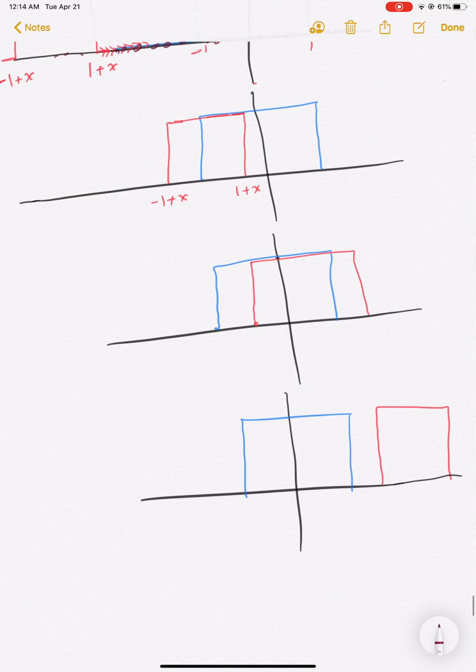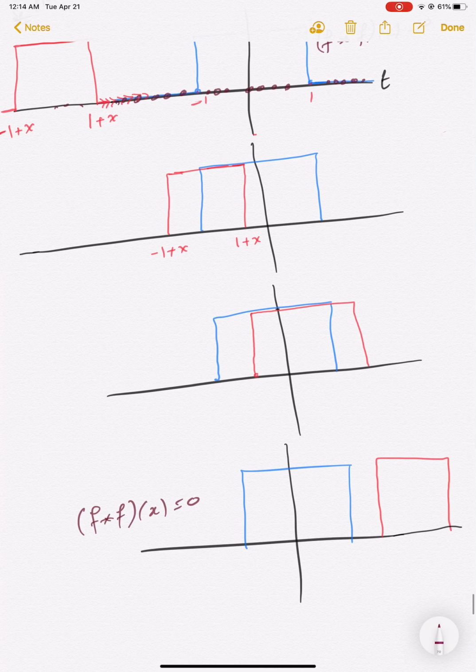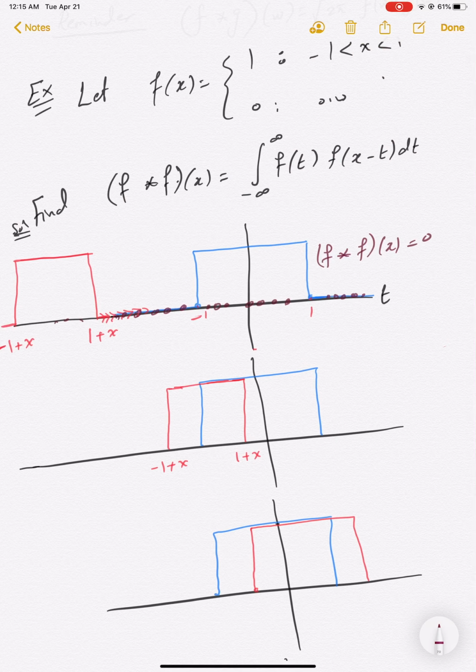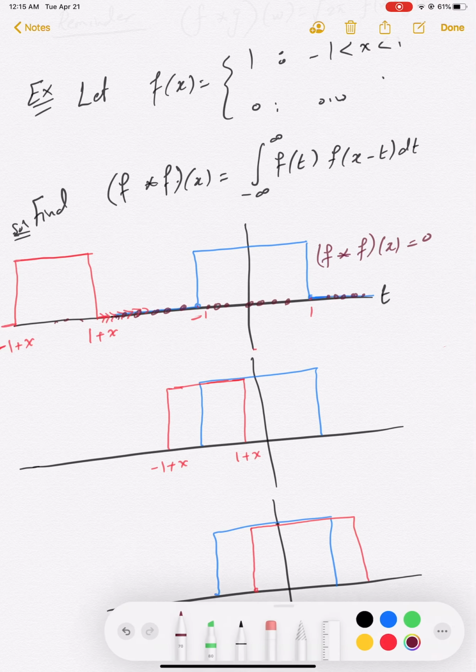The same thing if you look at the last case. If you ask, what is the convolution for those values of x? You just apply the same idea. You take all the t values that give you this figure, and you multiply the red with the blue functions, you get 0. So for us, if the red curve is to the left of negative 1, what does it mean?